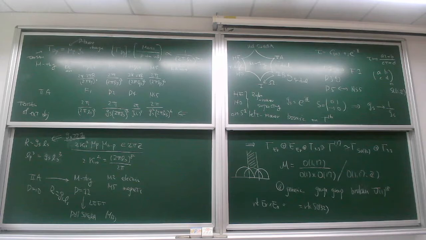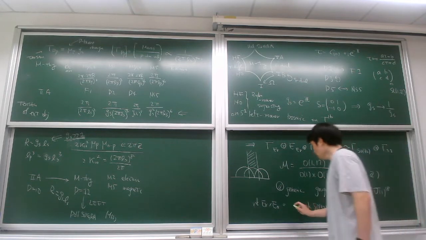Do you know what a rank is? The dimension of the Cartan subalgebra. What is the rank of SO(32)? 16, good. 16.